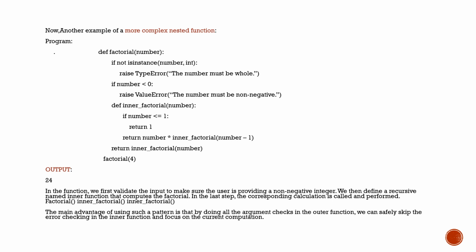In the function, we first validate the input to make sure the user is providing a non-negative integer. We then define a recursive inner function that computes the factorial. In the last step, the corresponding calculation is called and performed. Here, the main parts are factorial and inner factorial. Now, the main advantage of using such a pattern is that by doing all the argument checks in the outer function, we can safely skip the error checking in the inner function and focus on the current computation.